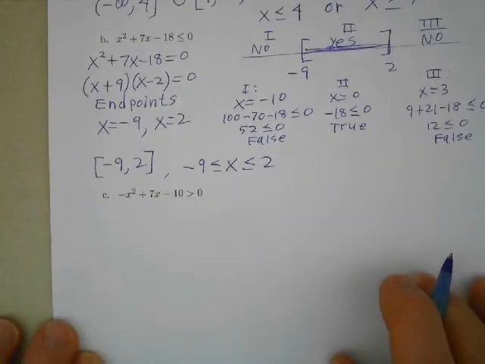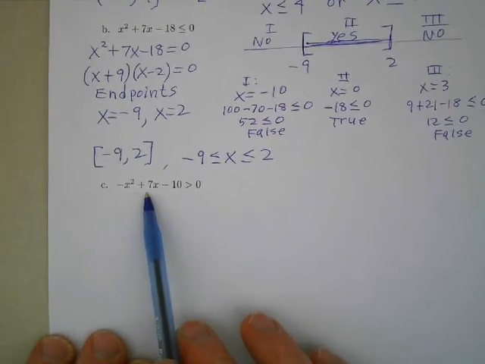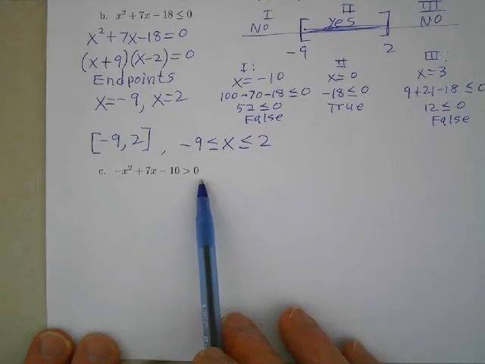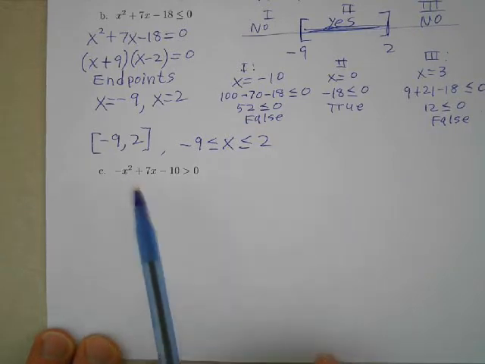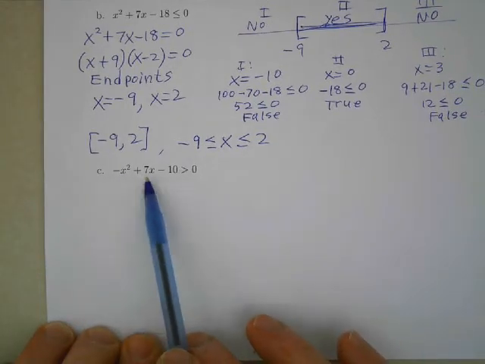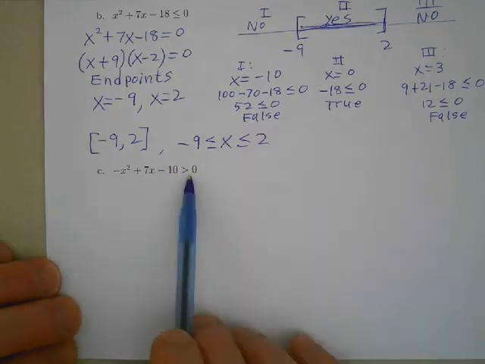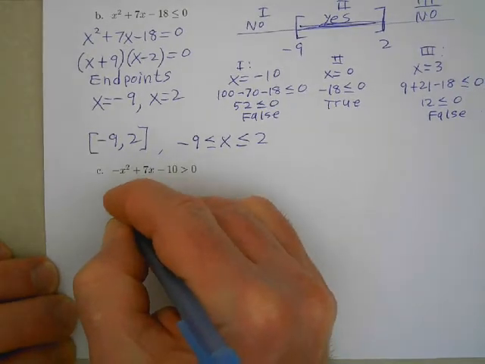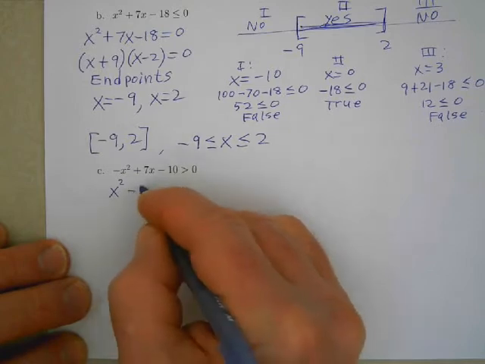Okay, in the next example, we have negative x squared plus 7x minus 10 is greater than 0. So what I advise on this one, since the coefficient of the x squared term is negative 1, is to multiply every term on both sides of this inequality by negative 1, and then switch. Doing so means you have to switch from greater than to less than. But the arithmetic will be easier if the leading coefficient is positive instead of negative.